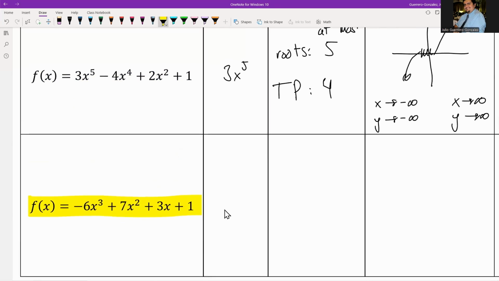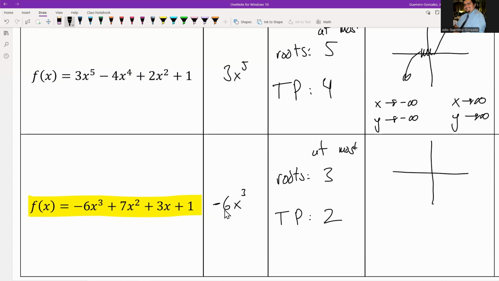Okay, leading term, sorry, negative 6x to the 3rd. Okay, at most. Roots, 3, and turning points, 2. Got it? Okay, graph. We need to graph this one.